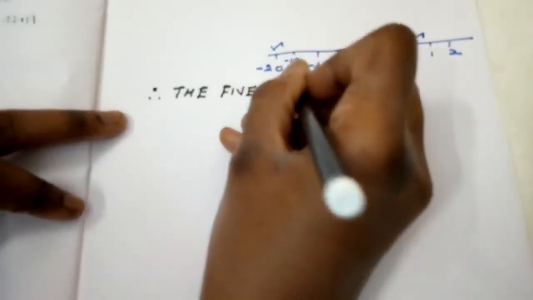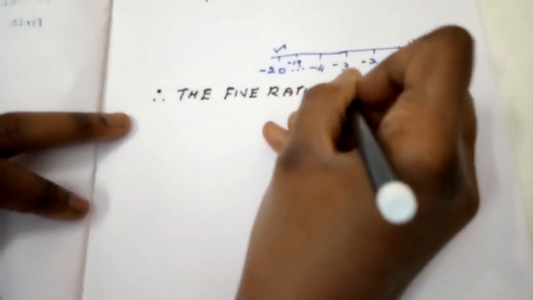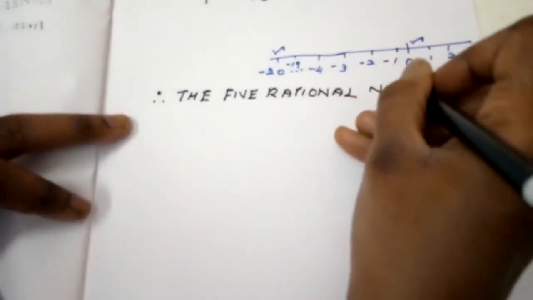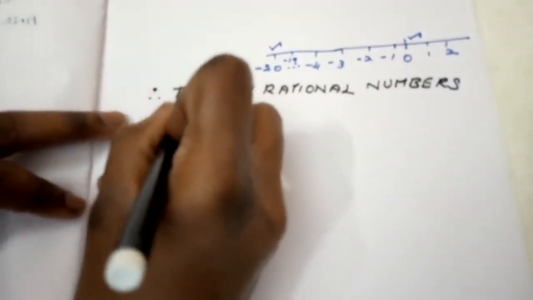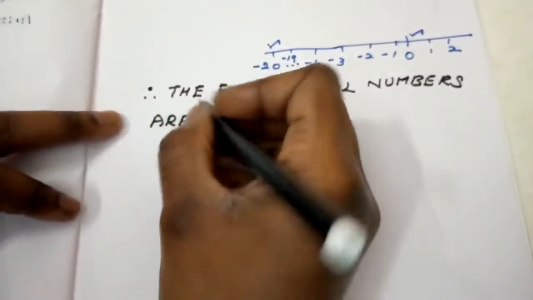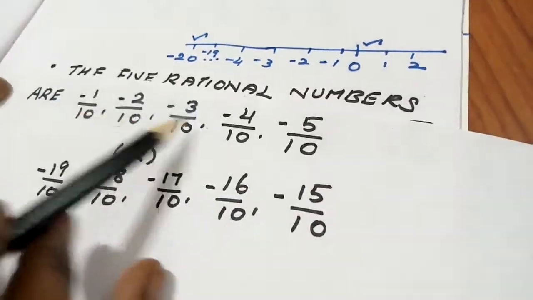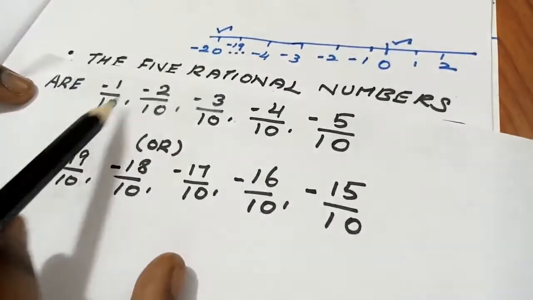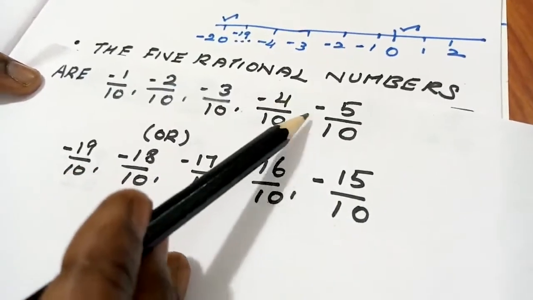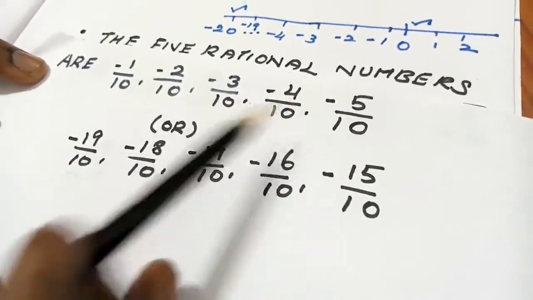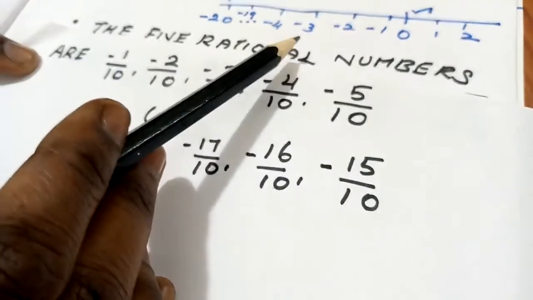The five rational numbers are minus 1 by 10, minus 2 by 10, minus 3 by 10, minus 4 by 10, minus 5 by 10. Or you can take any pair from the given diagram, students.